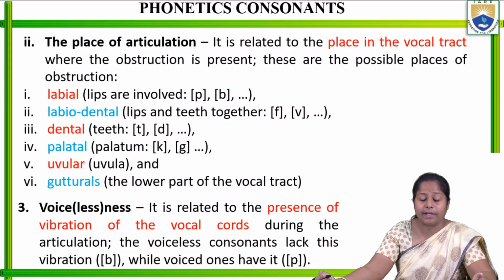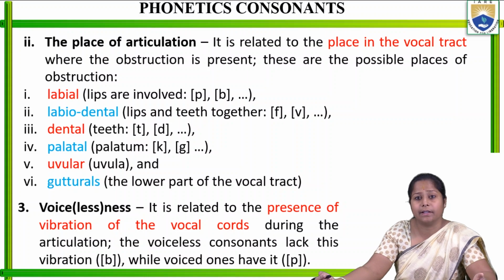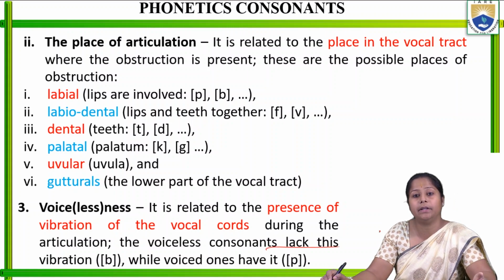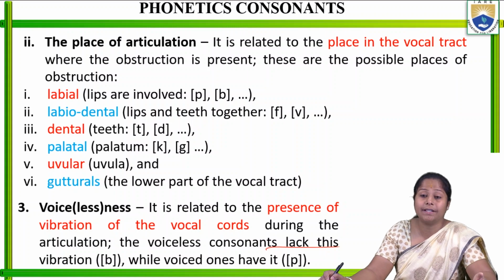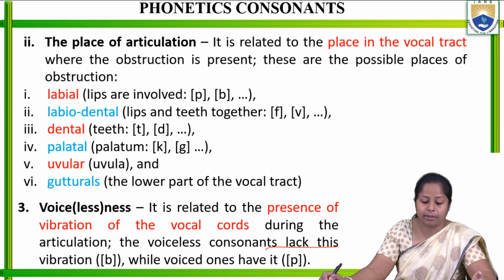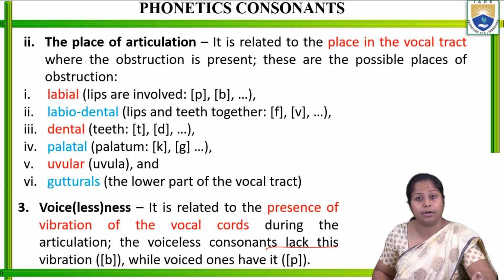Next is voiced or voiceless. It is related to the presence of vibration of the vocal cords. Whenever the vocal cord vibration is present while the sound is created by the user, that comes under voiced. During articulation, the voiceless consonants lack this vibration. For example, B is voiced while P is voiceless, meaning there is some vibration whenever we sound B. Likewise, this comes under the voiced or voiceless type of consonant.